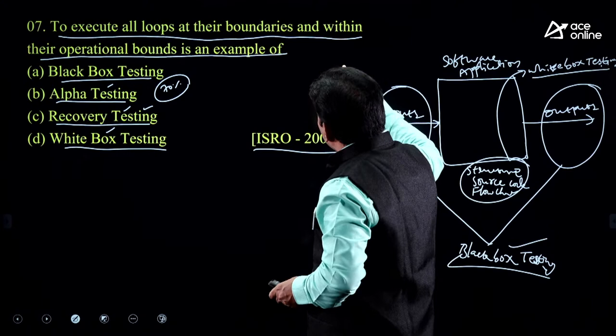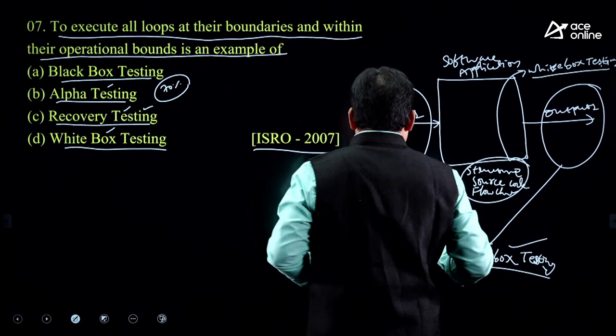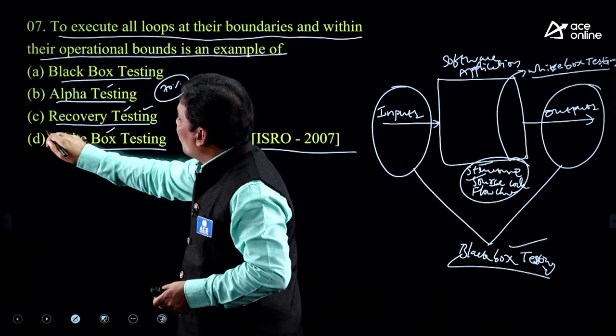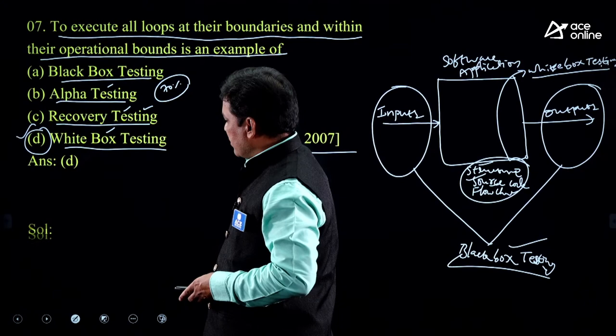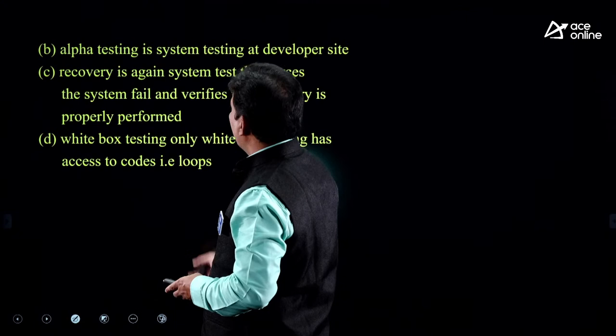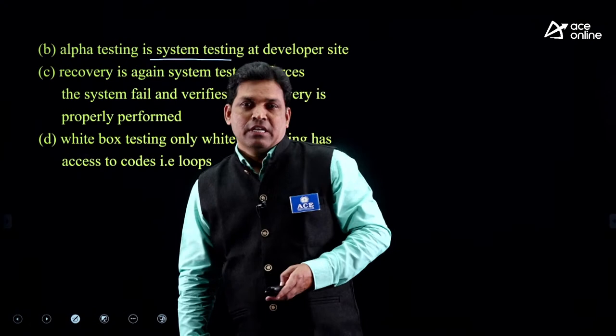Just now we discussed: to execute all loops at their boundaries and within their operational bounds is an example of what? Loops are available in the source code, program, structure and flowchart of your application. That's why the answer is white box testing. So the answer is D. Black box testing, just now we discussed, is about functional requirements of a software system. And coming to alpha testing, we discussed that if the project is 70% completed, it can be done at the developer side.